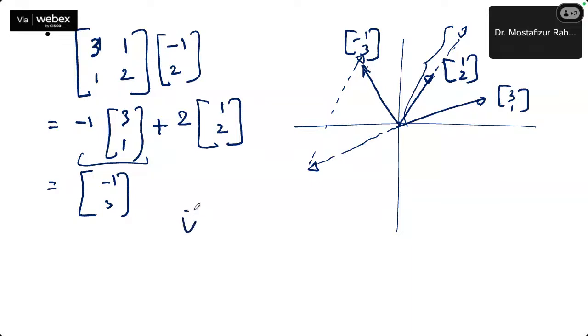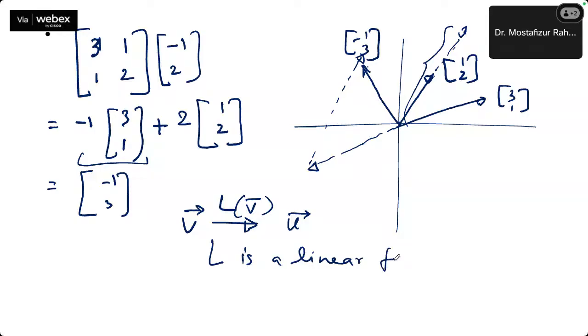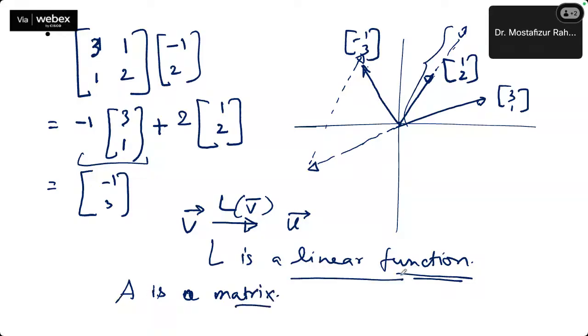So earlier I was saying you are getting v with a transformation L of v, and you are getting another vector, say u, right? And this L is basically a linear function, a linear transformation, and that we have just shown as A. So A is a matrix. A matrix is nothing but just a linear function. And its input is basically a vector, output is also another vector. Just in this way, we are trying to look at.